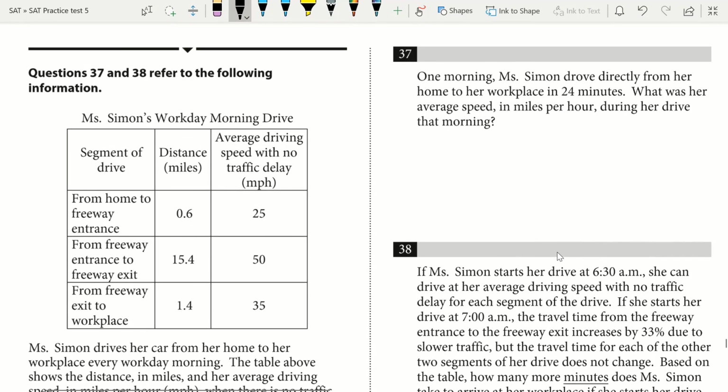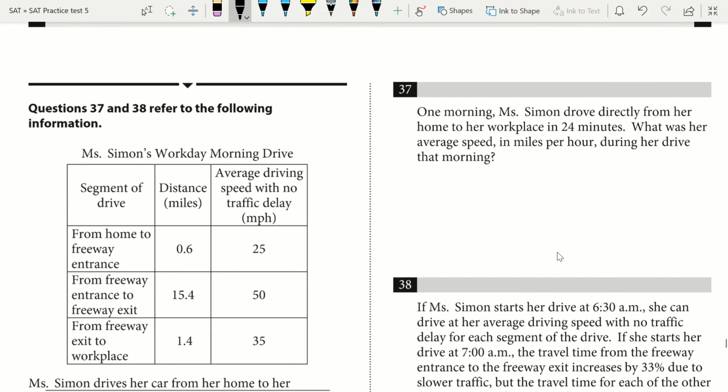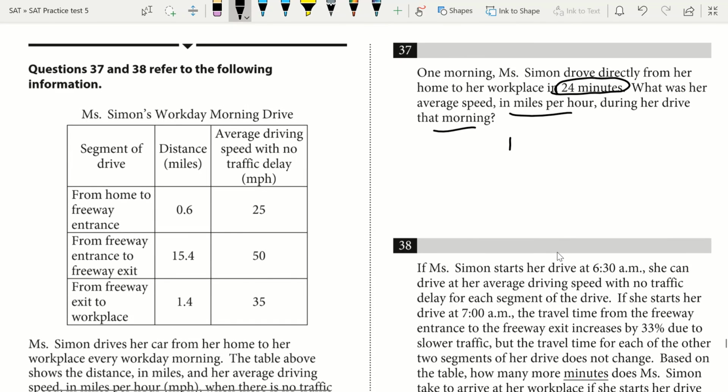All right, question 37 and 38. One morning, Miss Simon drove directly from her home to workplace in 24 minutes. What was her average speed in miles per hour during her drive that morning? Average speed equals distance over time. We're given 24 minutes, but we need miles per hour, so 24 minutes divided by 60 minutes gives us the amount of hours. We do 24 over 60 in the calculator and get 0.4 hours for t.